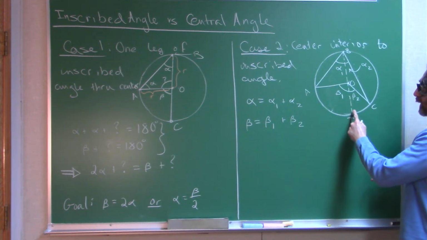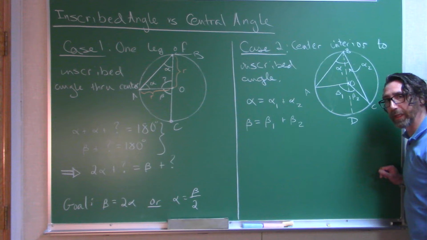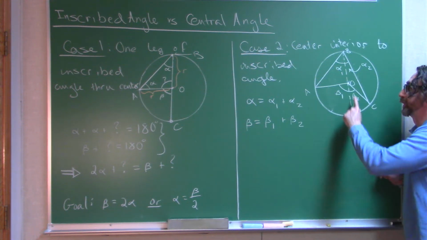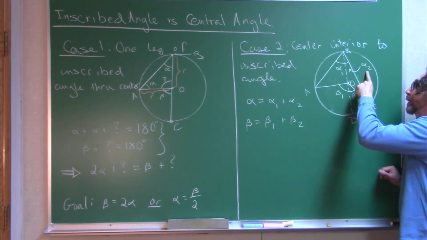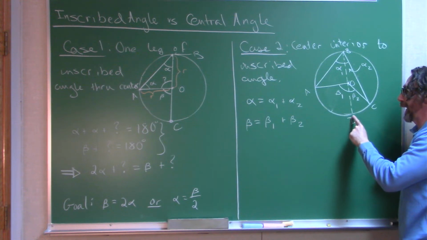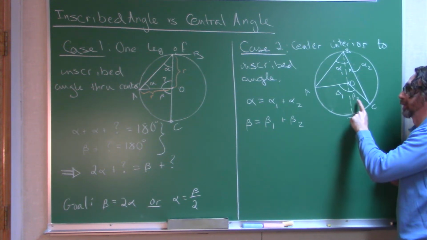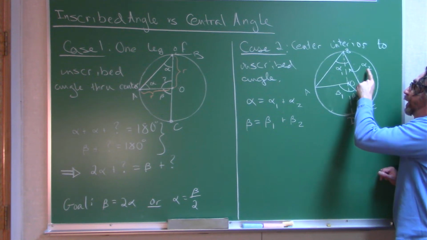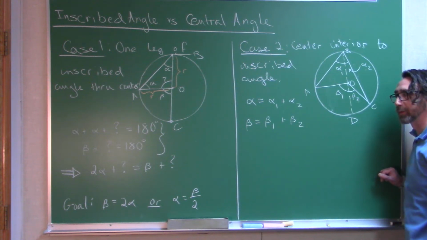Okay, if I look at angle DBC, that is an inscribed angle with one of the legs going through the center of the circle for angle DBC. So according to that case, the measure of angle alpha 2 is 1/2 of the corresponding central angle DOC. In other words, angle alpha 2 is 1/2 angle beta 2.